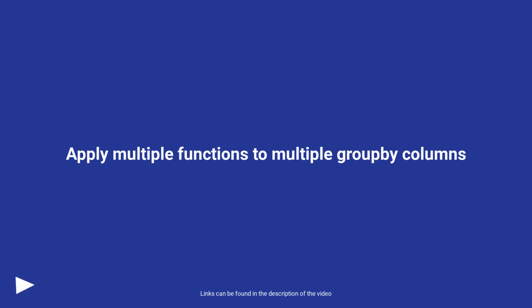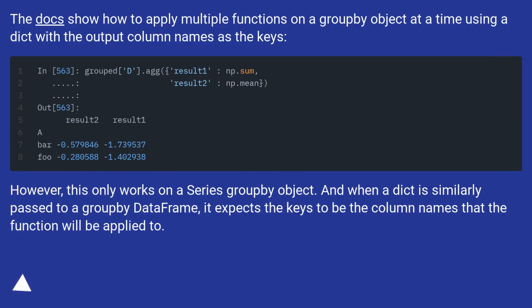Apply multiple functions to multiple groupby columns. The docs show how to apply multiple functions on a groupby object at a time using a dict with the output column names as the keys. However, this only works on a series groupby object. And when a dict is similarly passed to a groupby data frame, it expects the keys to be the column names that the function will be applied to.